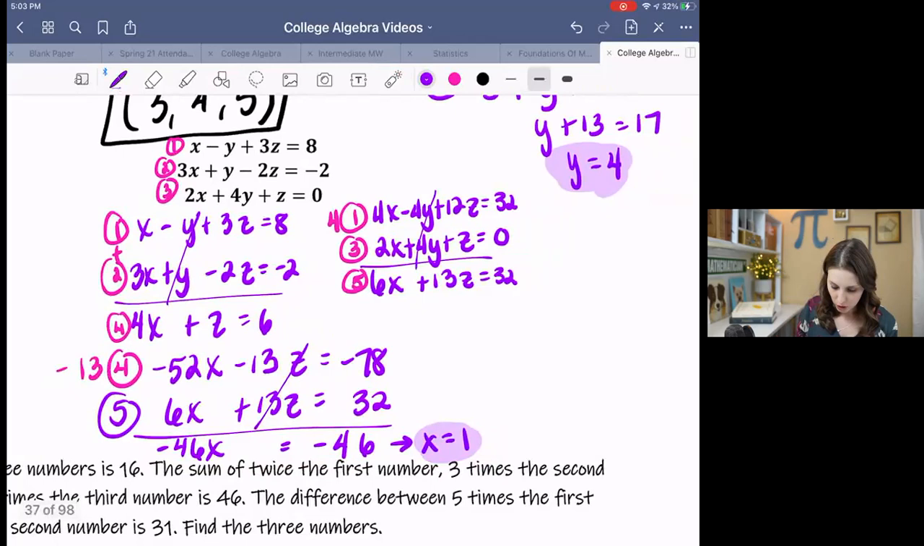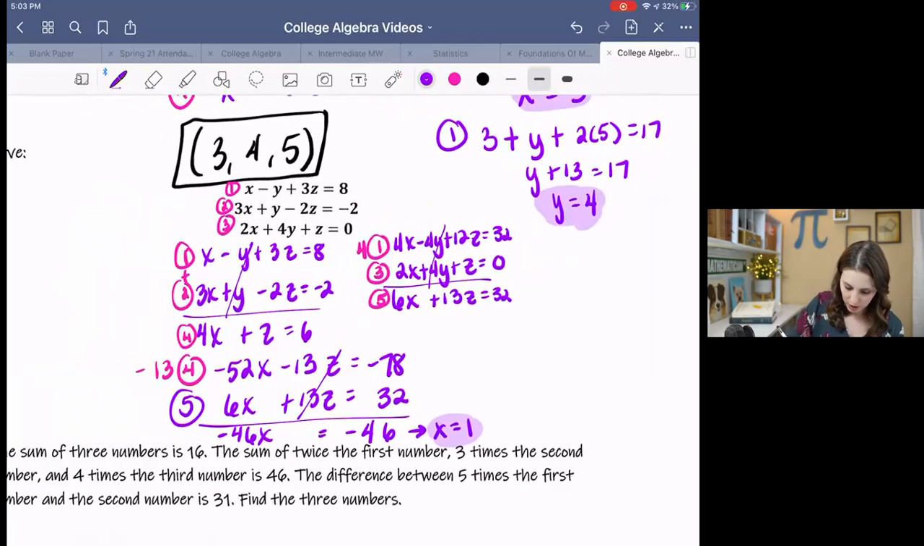And now I'm going to back substitute. I wish I had some more space, but that's okay. We've got 4, I'm going to use equation 4.